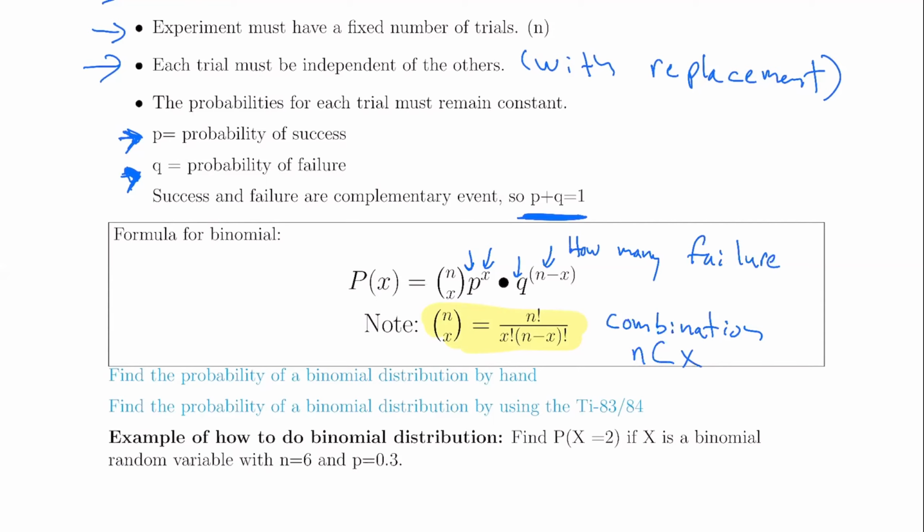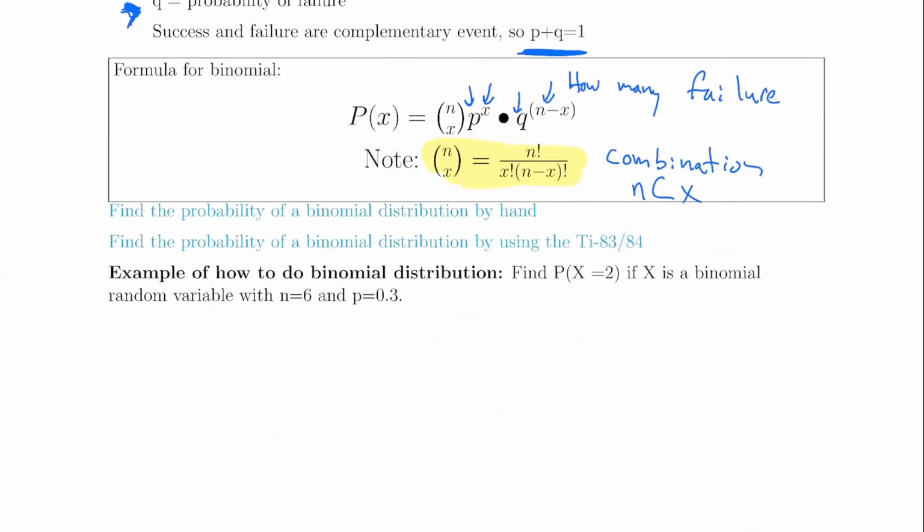So we're going to do our very first problem for binomial. We're going to see how the binomial formula works by doing this next problem. This one is an example of how to do a binomial distribution. Find P of X equal to 2, if X is a binomial random variable with n equal to 6, p equal to 0.3. All righty then.